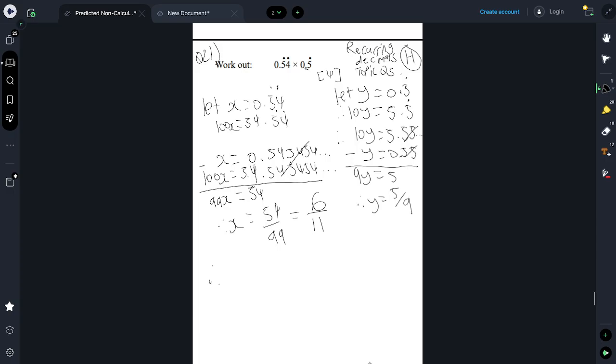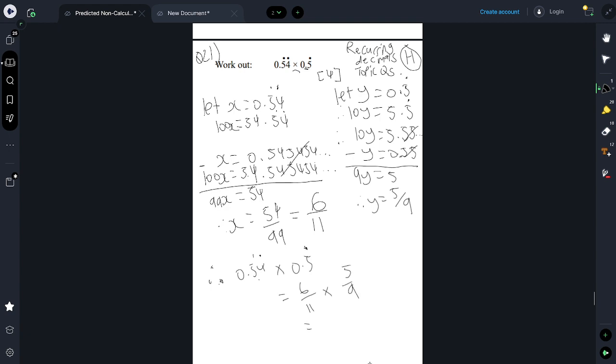Okay, so that's all good. So we've got both of these as fractions. Well, we know the types of fractions, don't we? So actually, 0.54 recurring times 0.5 recurring, that is 6 over 11, because we know this is x, which is 6 over 11, times 0.5 recurring, which is y, which is 5 over 9.